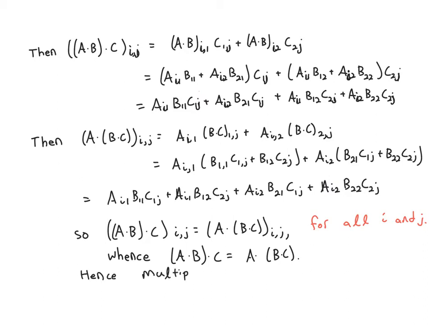And that ends the first part of the proof. So we took three arbitrary matrices and we proved that it didn't matter whether you multiplied the first two matrices and then multiplied by the third, or if you multiplied the second two matrices and then multiplied by the first.